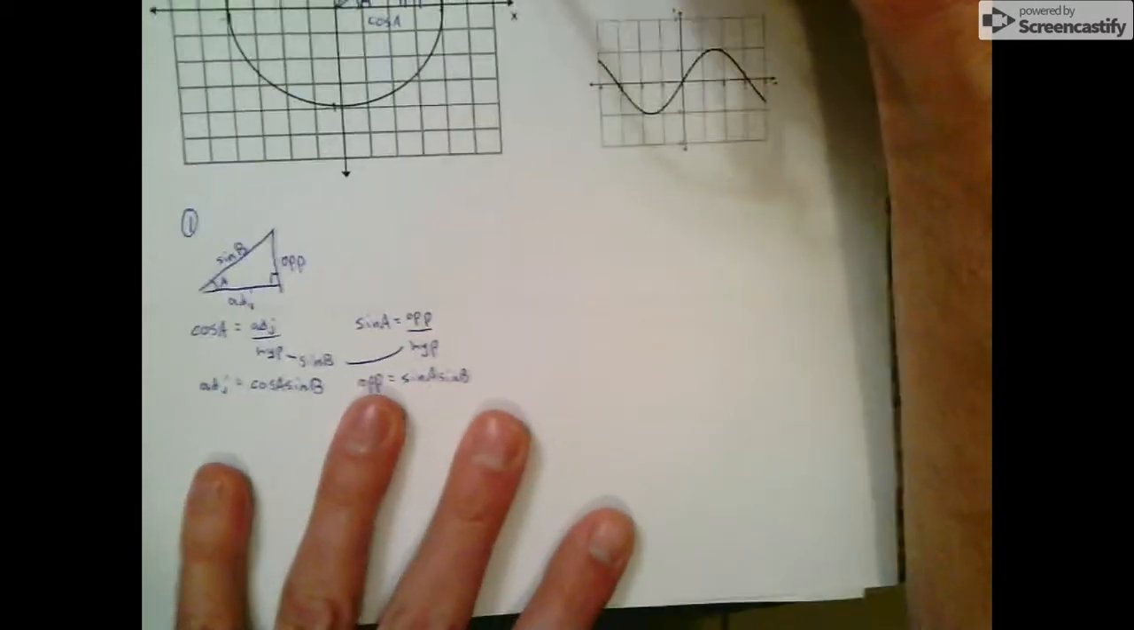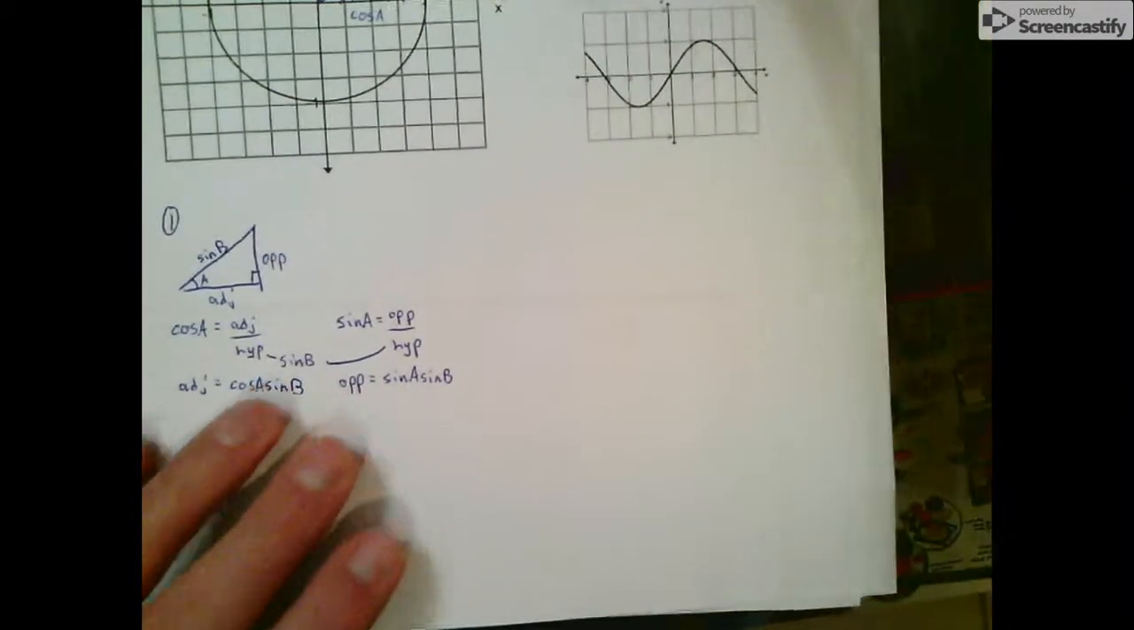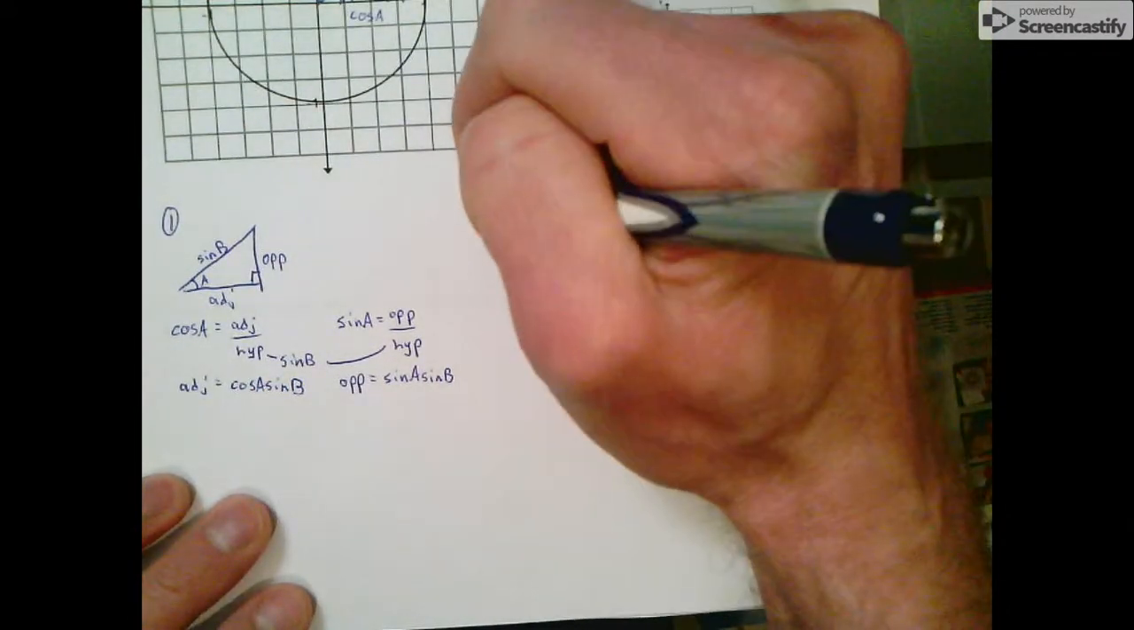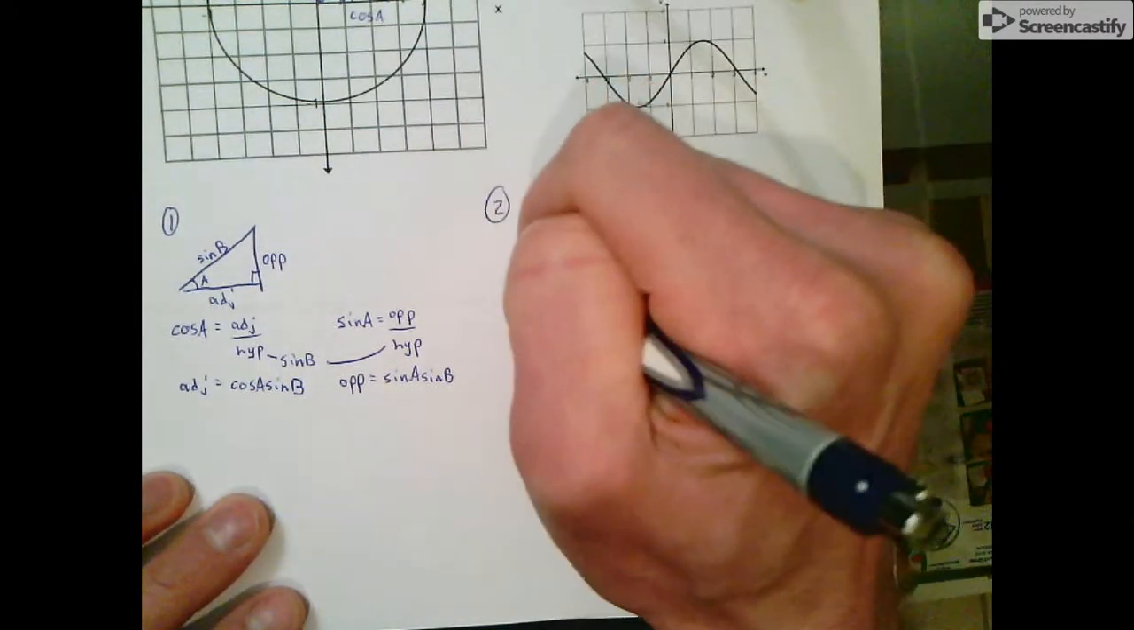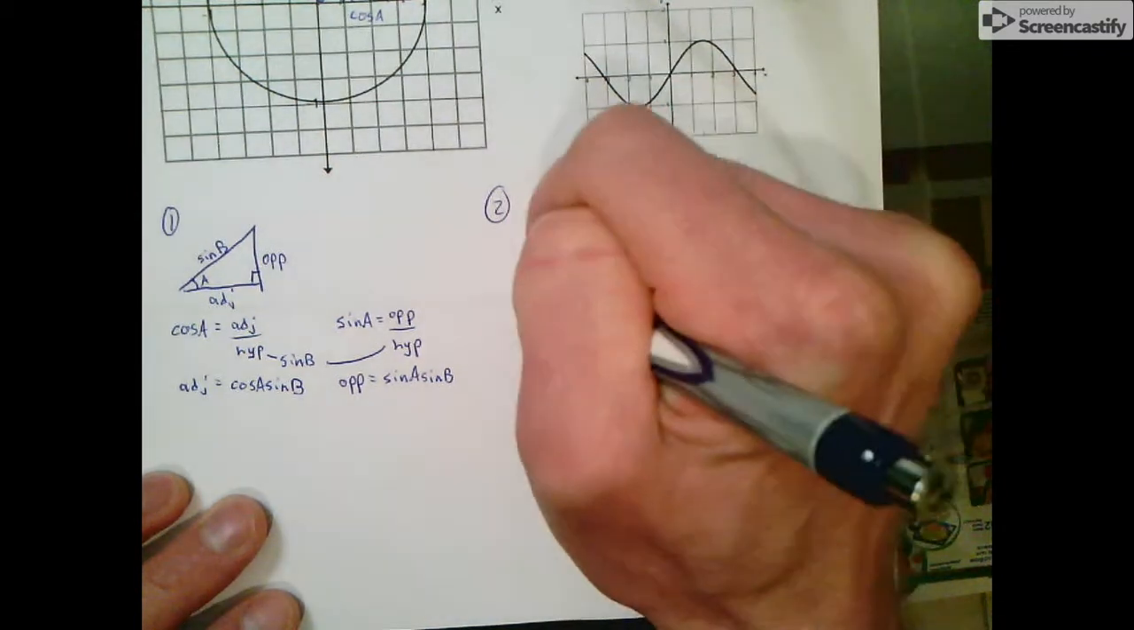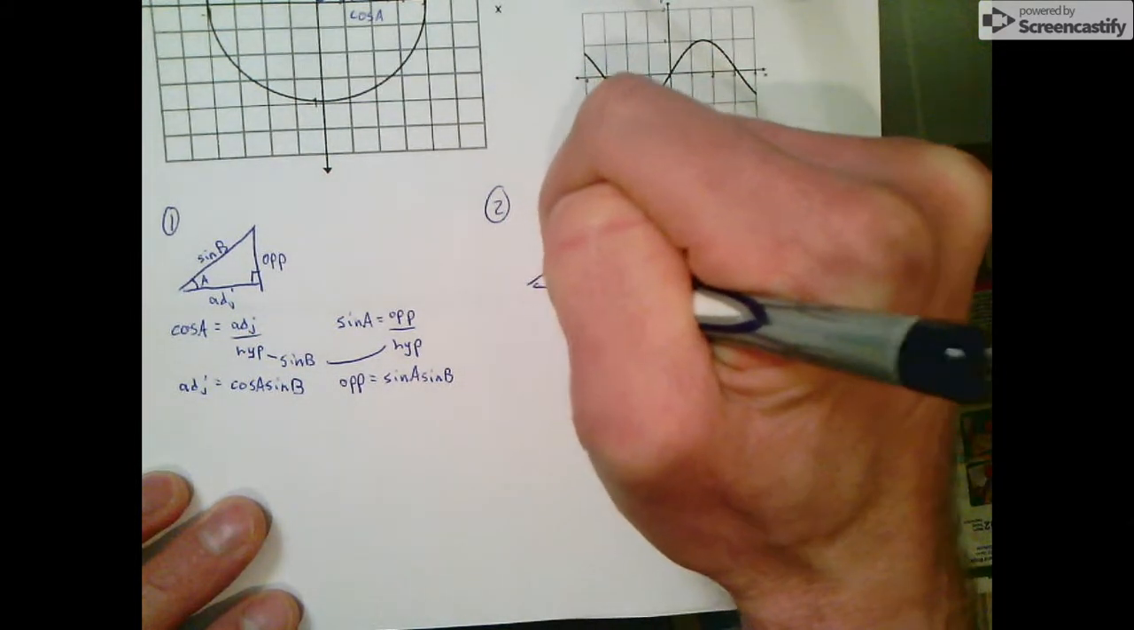And we are going to look at triangle number 2. Triangle number 2, let's set it up, also happens to have angle A. It's not the same triangle.